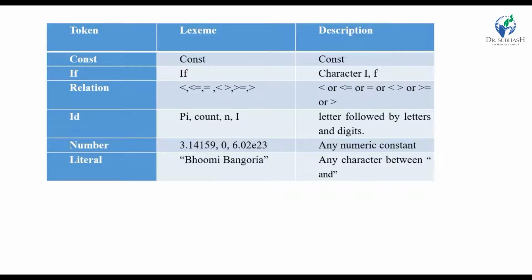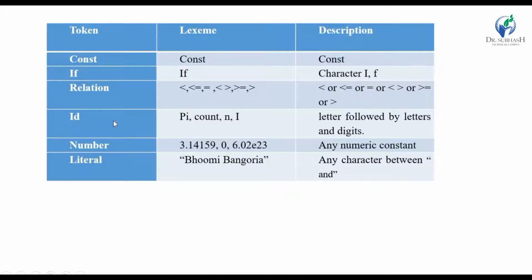So here are the examples of tokens. If you have any constant, then the lexeme is also a constant. If you use any keyword like if or else, then the lexeme is also the same. For if, the simple description is the characters I and F. For comparison or relational operators, the lexemes are less than, less than or equal to, not equal to, greater than or equal to, or greater than.